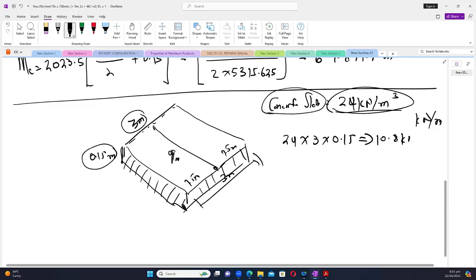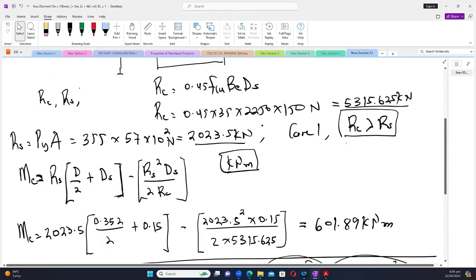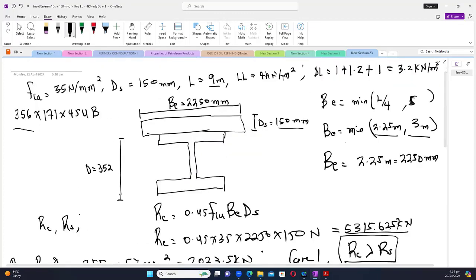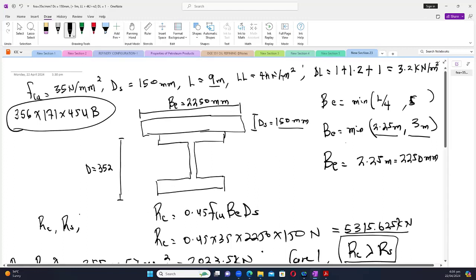10.8 kilonewton per meter. Okay, so that's the self weight of the concrete. But apart from the self weight of the concrete, we also have the self weight of the steel. We now know the steel we want to put there, right? And the steel is giving us this. So what we have to do is to find the self weight of this steel beam. Okay, because we know it.